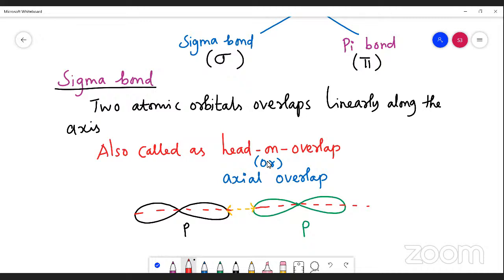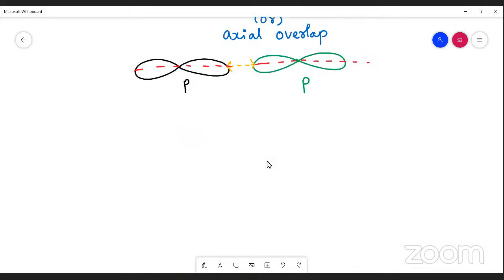So what is a sigma bond? Two atomic orbitals overlap linearly along the axis. The overlapping should be taken only along the axis, and this sigma bond is also named head-on overlapping or axial overlapping. I have shown this by taking the example of p orbitals. Any p orbital you can use, so px, py, pz, like that.